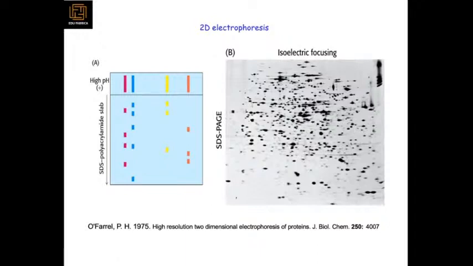So this was done by Farrell in 1975. High resolution two-dimensional electrophoresis of proteins. It was published in the Journal of Biological Chemistry.